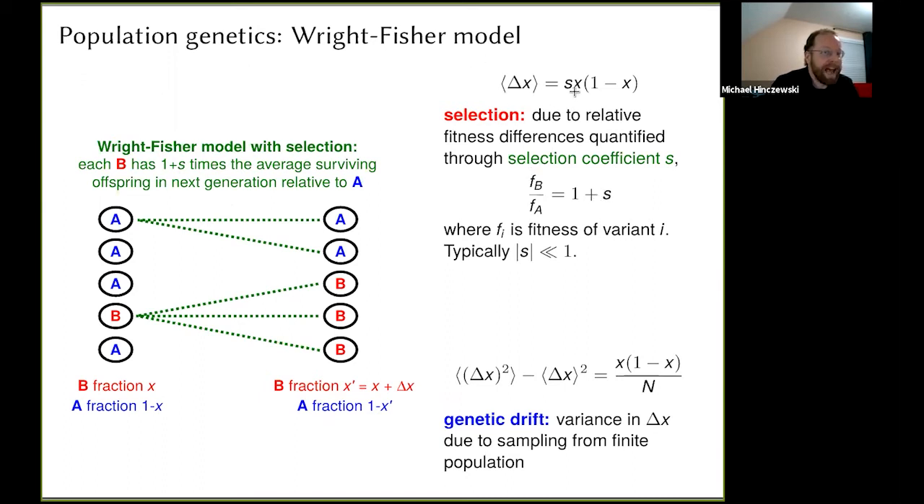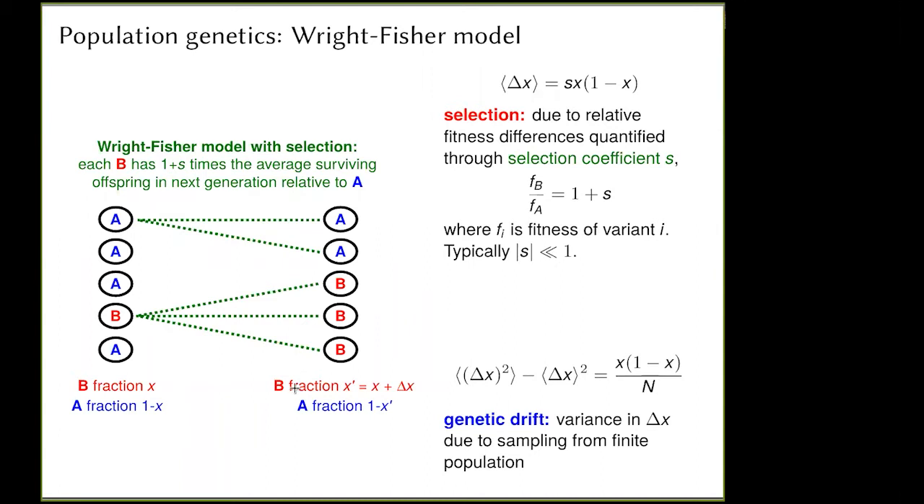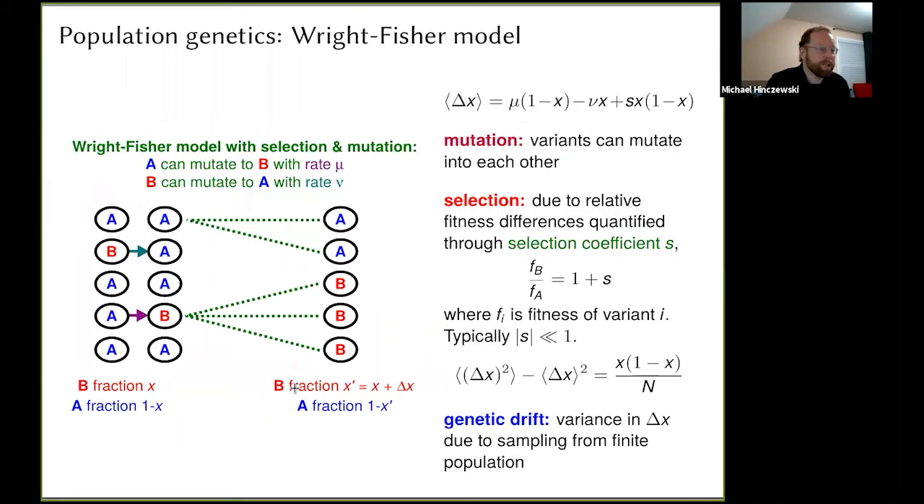In that case, you now have a bias. Your average delta x has this non-zero term, proportional to s. To 0th order, you still have the same variance, but now if s is positive, so B is slightly fitter than A, you'll have a tendency to increase on average the fraction of B's because of natural selection. And the final element that you put in there is you allow the types to mutate. So for example, A can mutate to B with some rate, B can mutate to A with some other rate. And when you do that, you now get two other terms into your average delta x. And now you have what we consider a very rough but complete model of an evolutionary system.